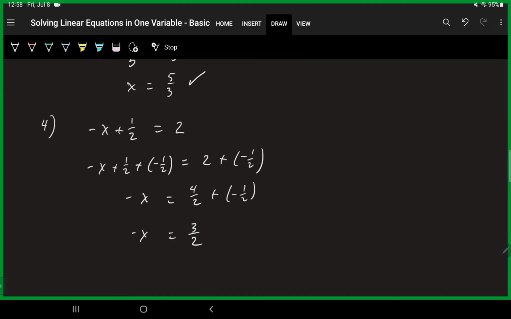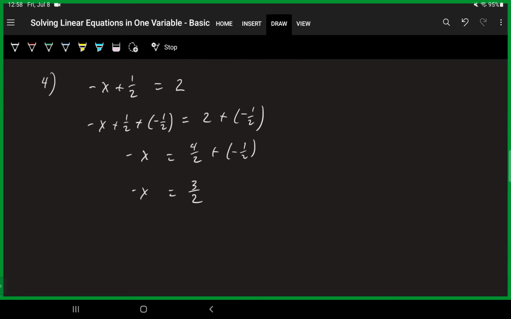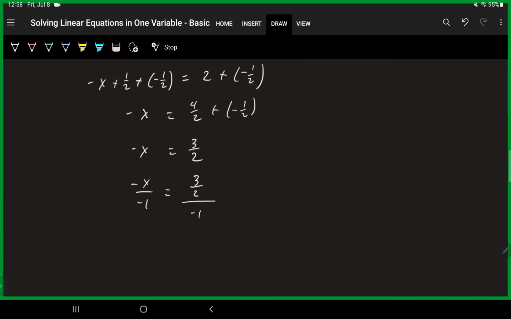x is not by itself yet. If I have a negative sign in front of something, that's really a -1. So I have to multiply or divide both sides of this equation by -1 to solve it. So -x divided by -1 is 3/2 divided by -1. And if I multiply or divide anything by -1, it just changes its sign. This looks a lot more complicated than it is, but it's not too bad. So I get x is -3/2 for an answer. So yeah, fractions, decimals, all that's fair game.